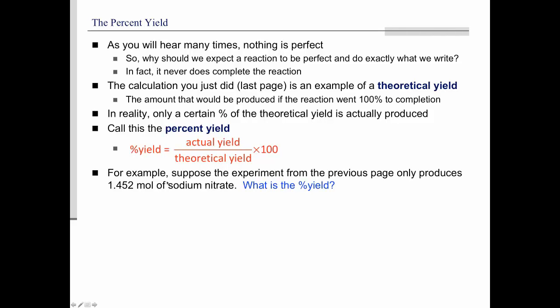At that point, we can just do a real simple calculation. For example, suppose in the previous experiment, only 1.452 moles of sodium nitrate were made. What's the percent yield? Pretty straightforward. We only produced, in reality, 1.452 moles. We theoretically could create 1.763 moles from the available starting materials. If I take that ratio and multiply by 100, I find out that there's only 82.36% yield for this particular reaction.